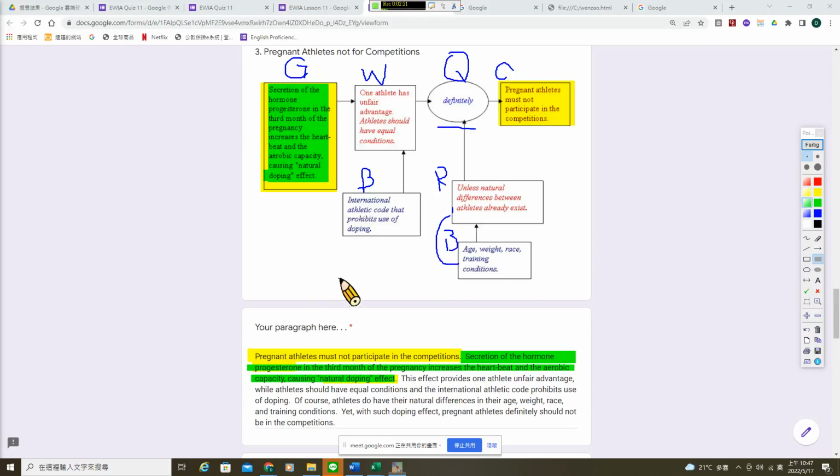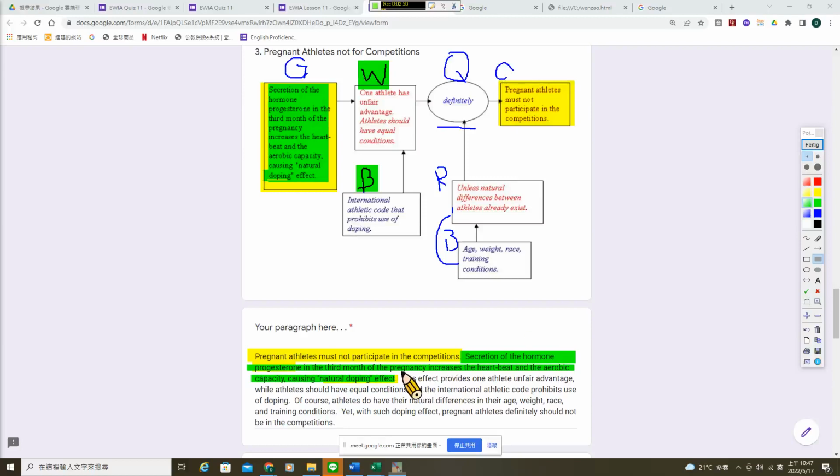But you are supposed to explain why the doping effect matters. When we say doping effect, right? Why does this matter? Why do we need to be careful about this doping effect? Why is this so unfair? So we need to provide backing and a warrant to support the link between ground and the claim.